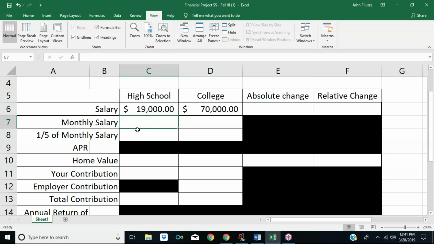with formulas, okay? So for example, the monthly salary, we would do equals, and then click on that guy and divide by 12. There's the monthly salary. And then over here, equals, actually we can just probably slide it over, and there it is. And then use formulas to find the absolute and relative change over here.